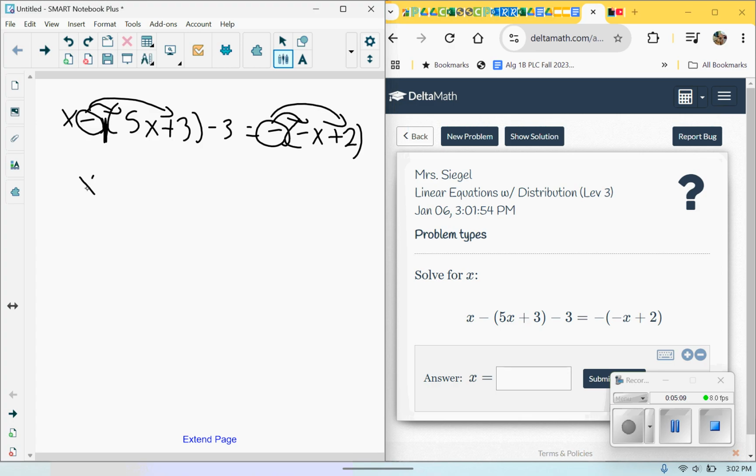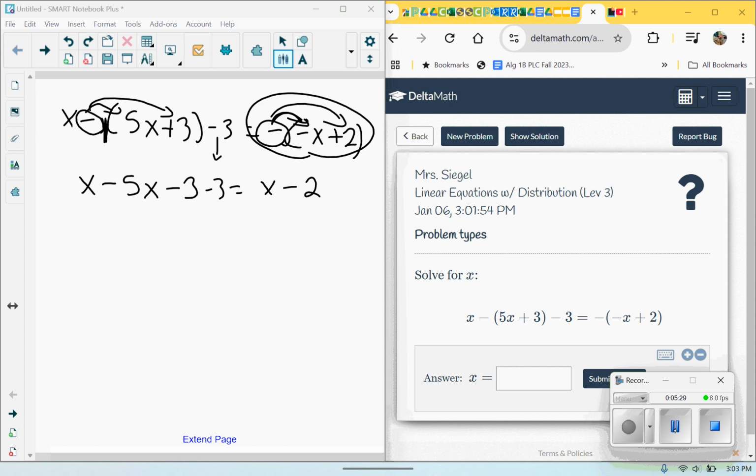Okay, so when I do that, that 5x becomes a -5x, and that +3 becomes a -3. Then I'm just going to bring down that 3. And then this becomes a positive x, and then -2. So again, I'm going to take this one, for example. This is like saying -1 times -1x, which would be a positive 1x, and so that's where that's coming from.